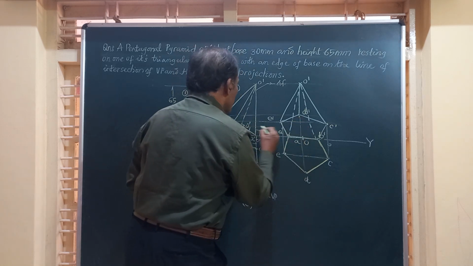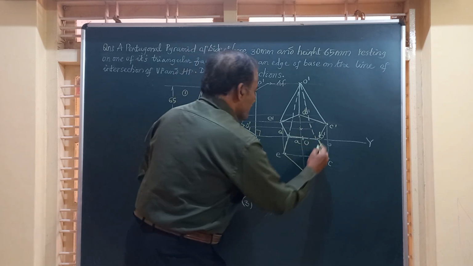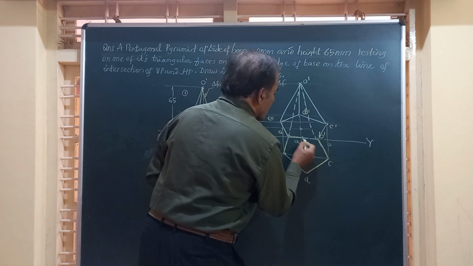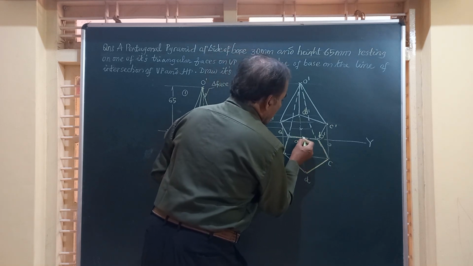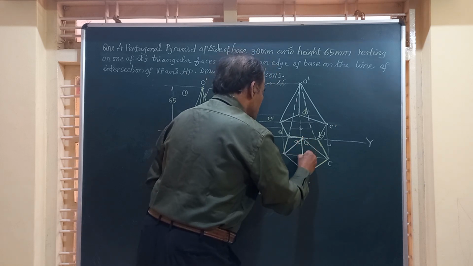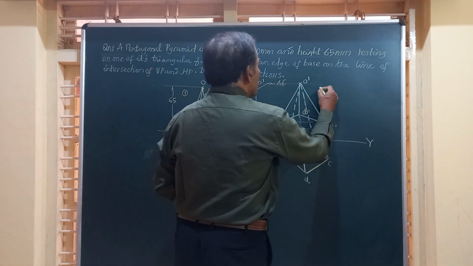And O1, if you want friends, you can have this vertical through this O and horizontal through that will give you. Now friends, you are going to join these points also here by full line. So this is the final top view, and this is the front view of the solid.